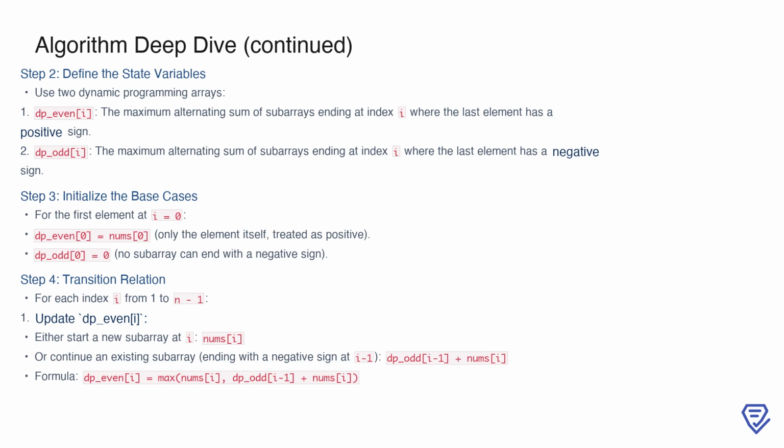Moving forward, we use a transition relation to update these arrays. For dp_even[i], we have two options: either start a new subarray at i, which means nums[i] alone, or extend an existing subarray where the previous element at i-1 had a negative sign. This gives us the formula dp_even[i] equals max(nums[i], dp_odd[i-1] + nums[i]).